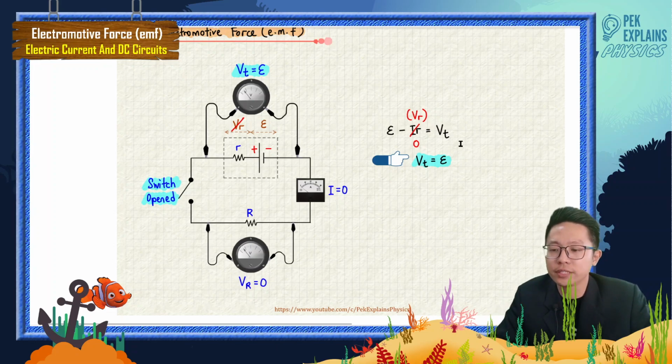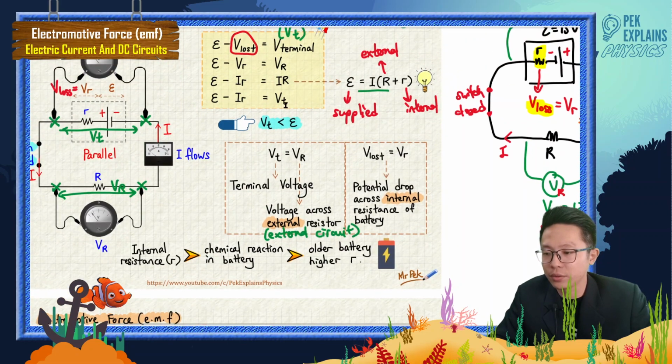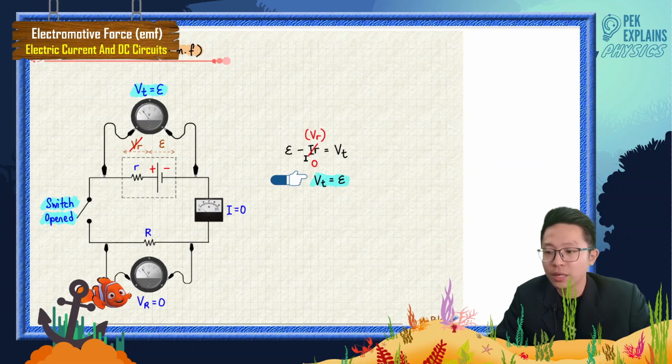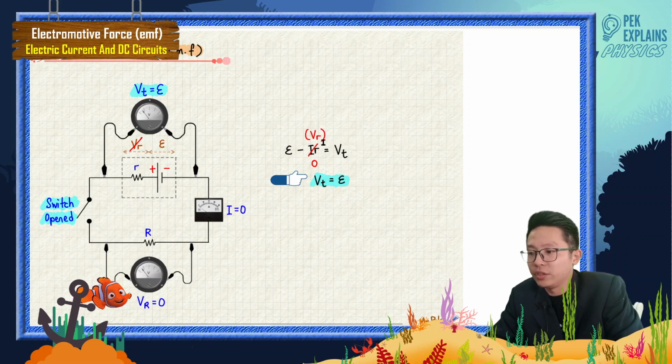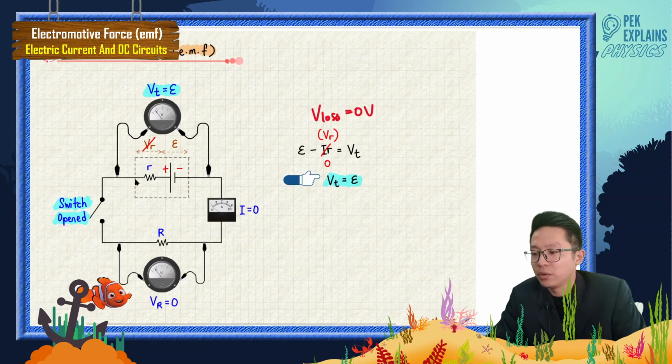So when no current flows inside the internal resistor, we take back this equation: E minus IR equal to VT. When there is no current, I equals 0. The 0 multiplied by the internal resistance gives 0. So we can say the voltage loss now is 0. No voltage loss across the internal resistor because there is no current. With no current, it is like there is no internal resistor.